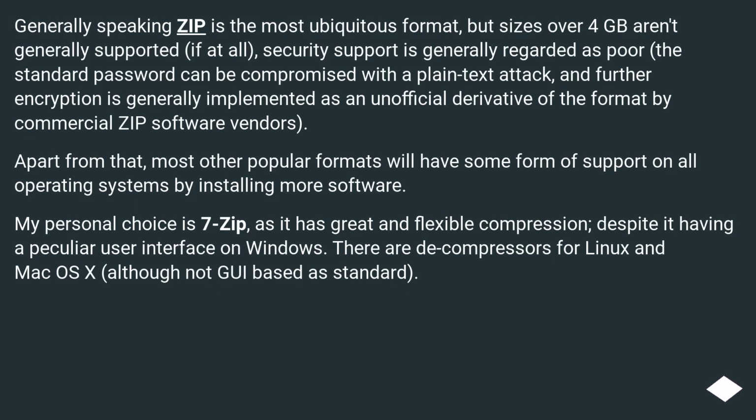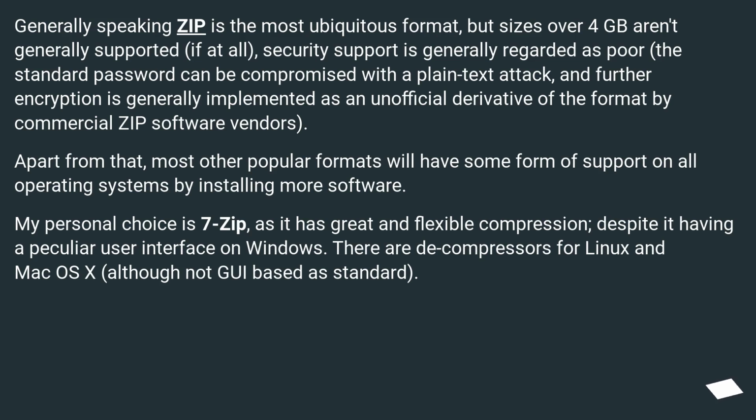Generally speaking, zip is the most ubiquitous format, but sizes over 4 GB aren't generally supported, if at all. Security support is generally regarded as poor. The standard password can be compromised with a plain text attack, and further encryption is generally implemented as an unofficial derivative of the format by commercial zip software vendors.